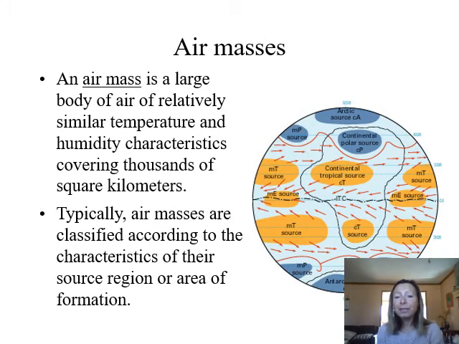Let's start by defining what is an air mass. An air mass is a large body of air of relatively similar temperature and humidity characteristics, covering sometimes thousands of square kilometers, and they are defined by their geographic areas of origin. So air masses are classified according to characteristics of their temperature and humidity of the areas where they originate.